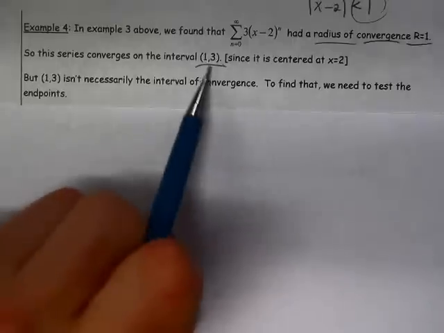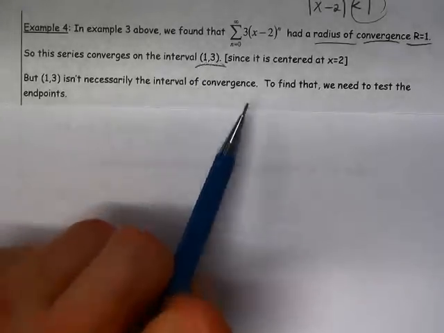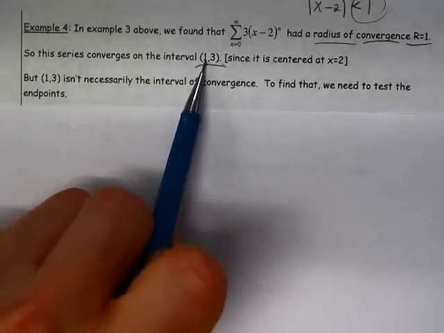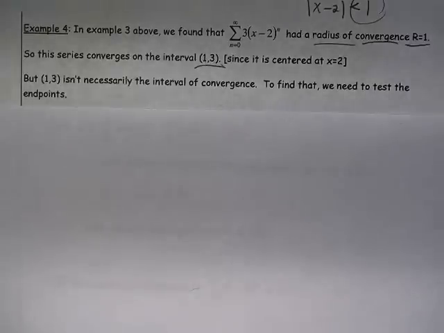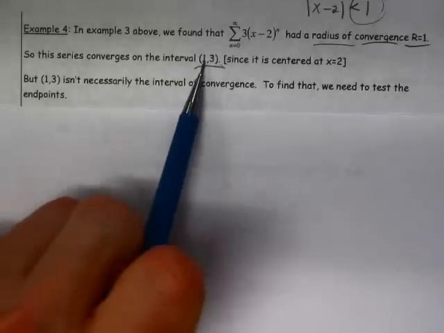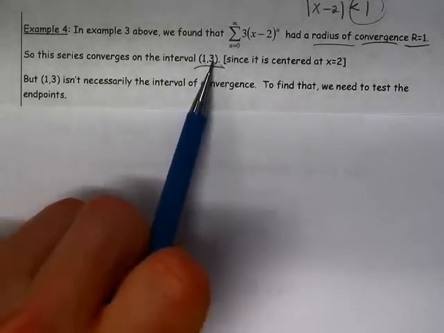Okay, so we know that our series will converge on the open interval from 1 to 3. If we go left 1, we end up at 1. If we go right 1, we end up at 3. So for x values greater than 1 and less than 3, we're good. We have a convergent series. What we don't know yet is what happens at x equals 1 and what happens at x equals 3.